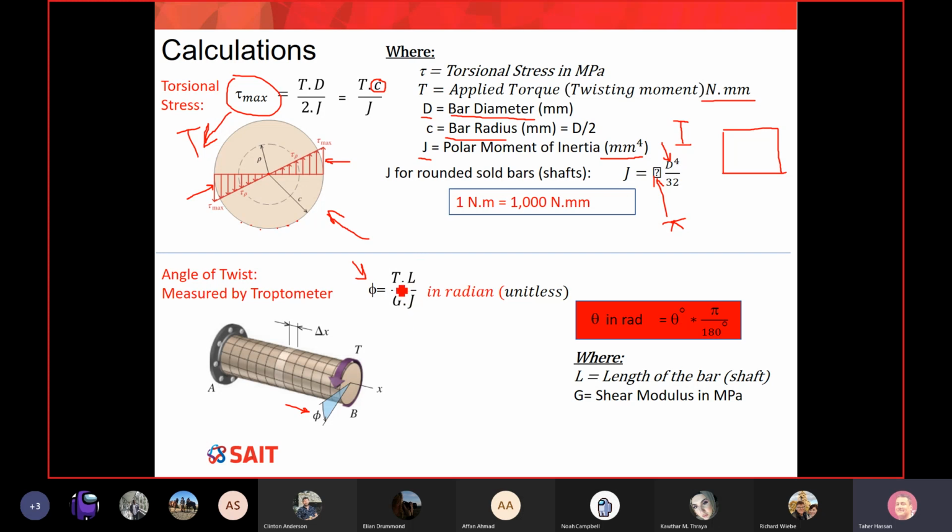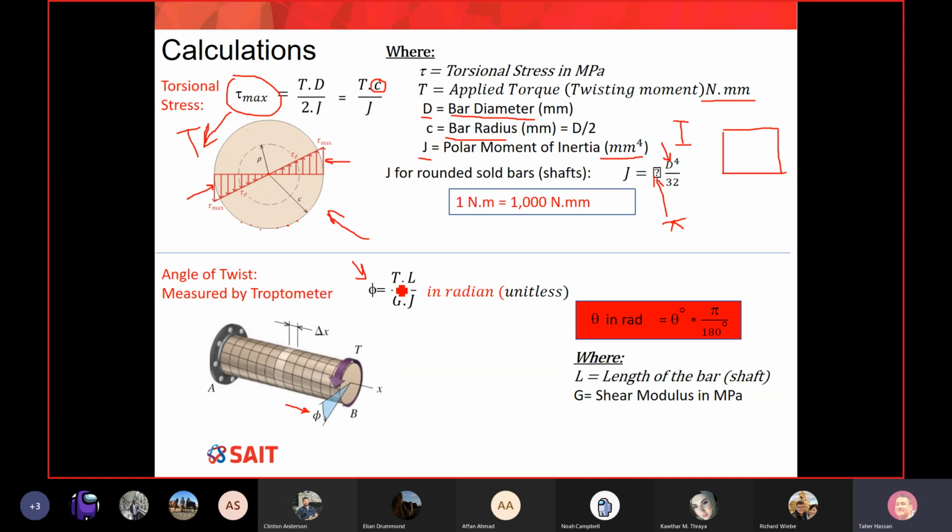Number one is the torque, and it makes sense. If I apply more torque, I get more twist angle. Do you agree? If I increase my torque, the angle will increase. Yes or no? I'm asking you, when we increase the torque, do I get more twist angle? Yes. Okay.